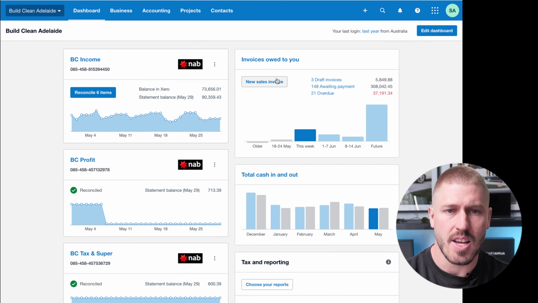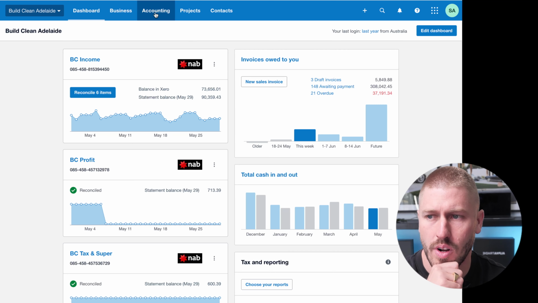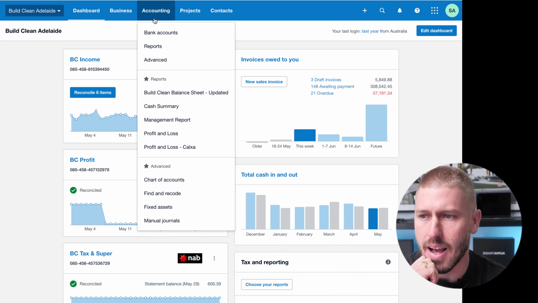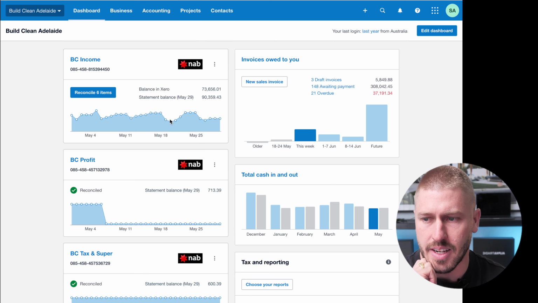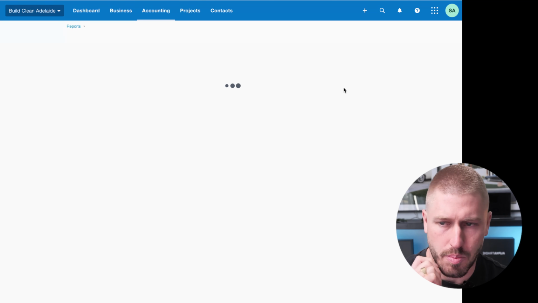I'm actually going to use one of my own companies, one of the smaller ones, just to show you some real data and also walk you through exactly what I look for in the report and why. So I'm going to chuck a screen share on. You can see we're here in the Xero dashboard. I'm going to navigate to accounting. If you haven't got favorite reports yet, you could select reports, but my management report is in the favorites. So I'm going to select that and open up this management report.